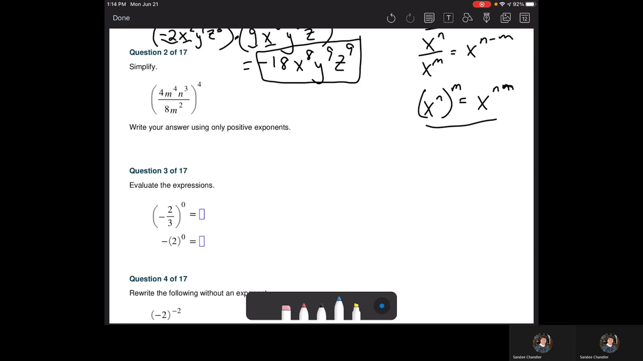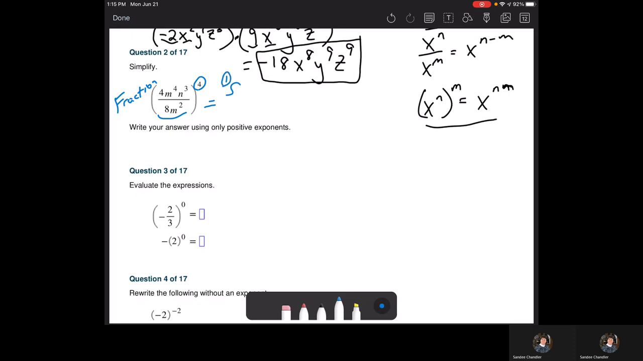So, all right, question number two, same idea. Only this time we have a fraction, which is all right. We don't mind fractions. Fractions are fantastic. Same thing happens. There are two ways to work this. You can simplify the inside first and then raise it to the power, or you can raise everything to the power and then simplify the inside. I tend to like to simplify the inside first.